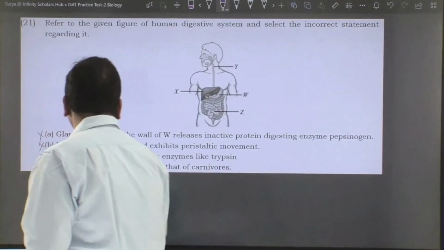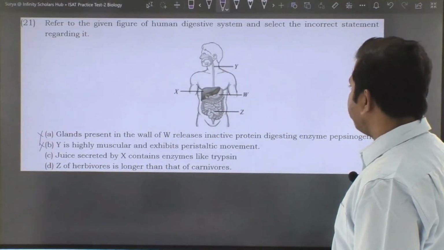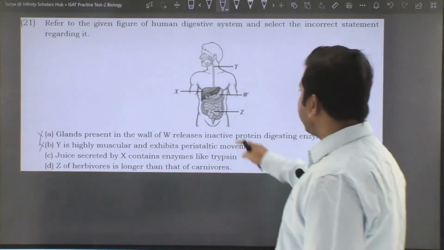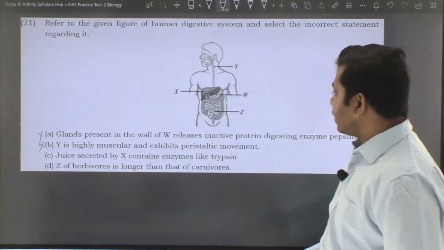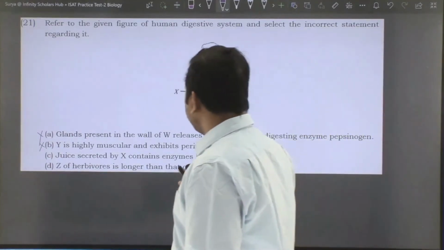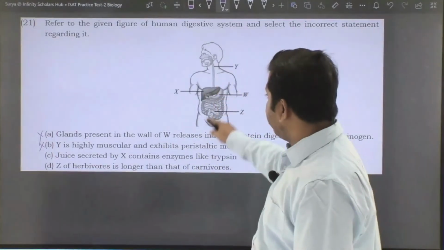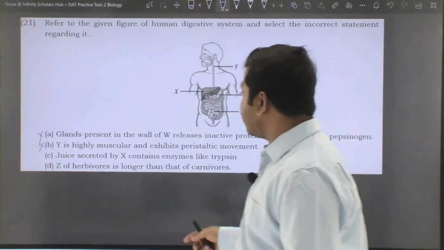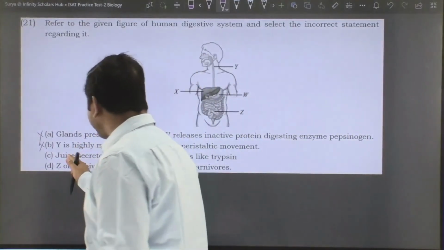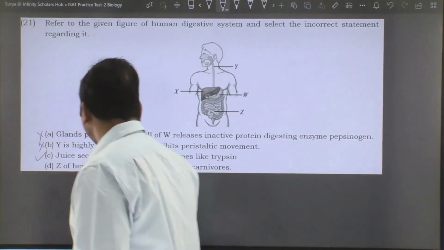Next, juice secreted by X contains the enzyme trypsin. X is the liver. The liver doesn't secrete the enzyme trypsin. It is actually secreted by the pancreas. And what does the liver secrete? The liver secretes bile juice. So therefore, this is going to be the incorrect option, and this is what we have to choose.